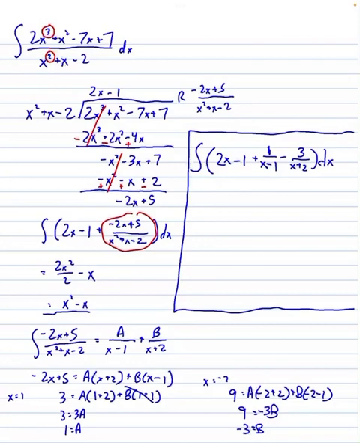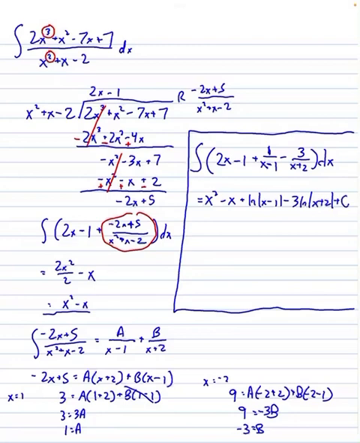The antiderivative of 2x is going to be 2x squared over 2, which simplifies to x squared. The antiderivative of negative 1 is negative x. The antiderivative of 1 over x minus 1 gives us 1 natural log of absolute value x minus 1. Remember, that's understood. And then this last term, negative 3 over x plus 2, is going to give us negative 3 natural log of x plus 2 plus c.